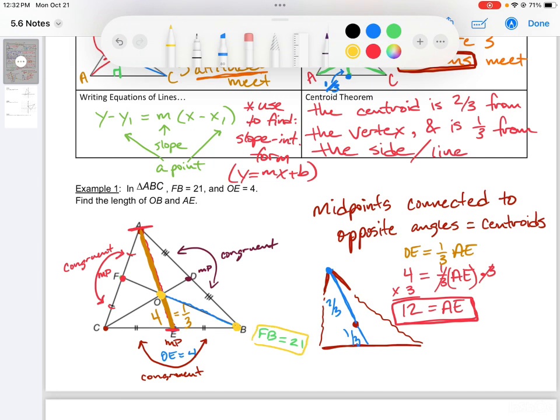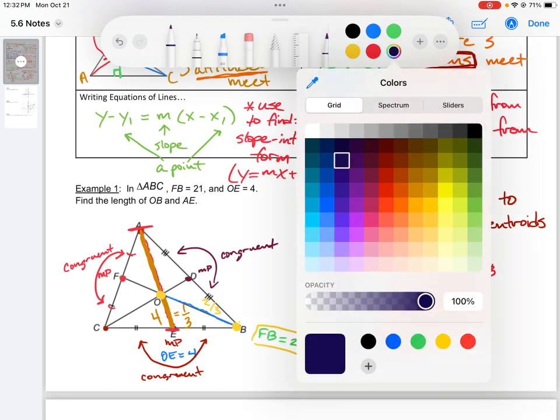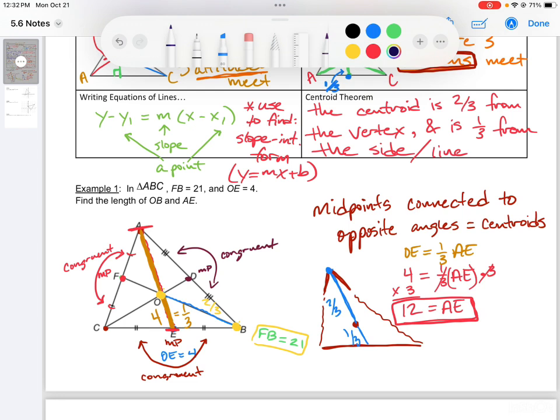I know the entire length of this one, okay, FB is 21. And if I'm going from O to B, that's from the vertex to the centroid, and that is 2/3 of the total length. So again, say what you're looking for and use that to create a formula. I know that OB equals 2/3 of FB. And then plug in what you know. OB equals 2/3 of 21.